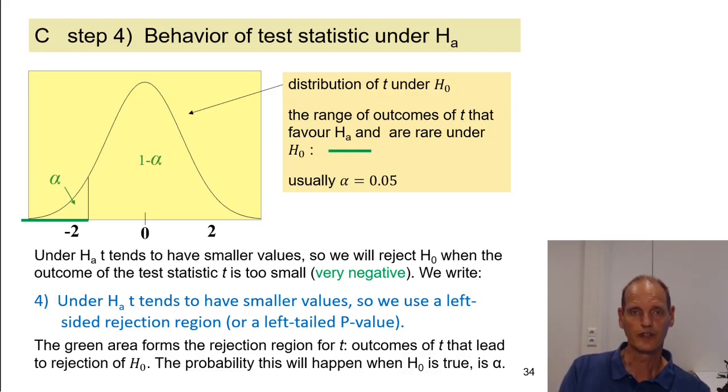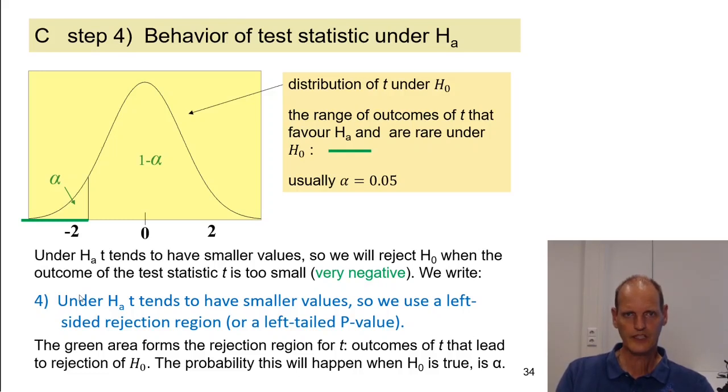So we see the rejection region. That's the green part on the x-axis, on the t-axis actually. So we say if we cut off here alpha of the distribution, the total area under the curve is 1, and we cut off alpha, and then at this point, this is where the rejection region starts and goes further to the left. So these values favor the alternative hypothesis.